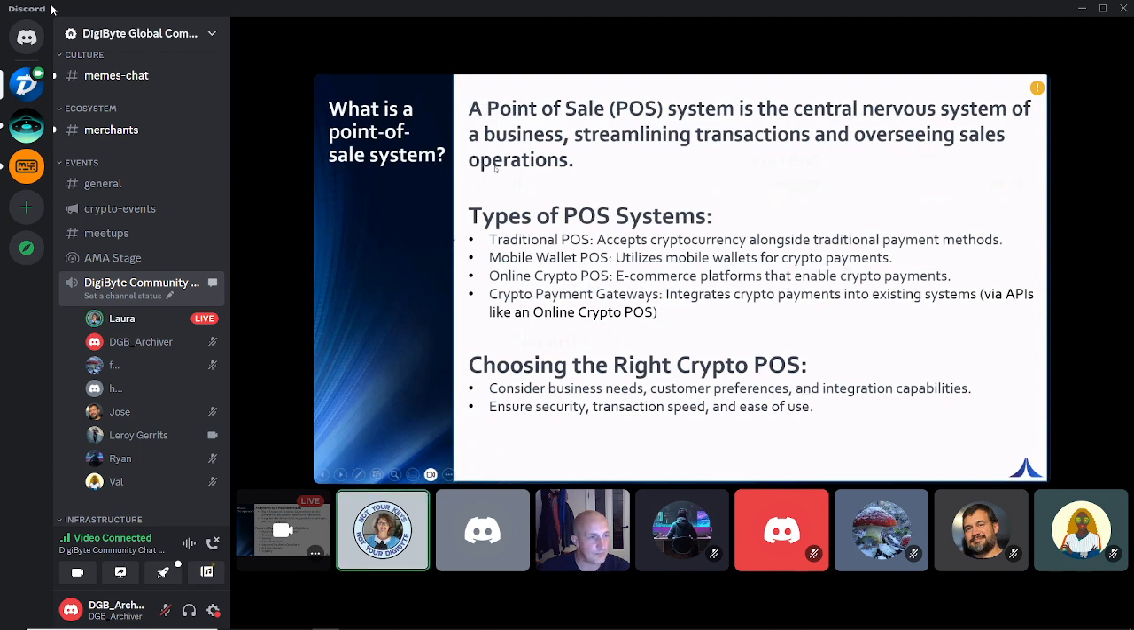So let's talk a little bit about the point of sale system. I really liked that Patrick came up with this as the central nervous system of the business. I think that's a really good visual for what a point of sale system is, overseeing those sales operations and automating that. Maybe Leroy can also talk about that automation process a little bit throughout this. We interact with point of sale systems every day of our lives, whether we're going to the grocery store or buying decorations online, whatever we happen to do. And you've got so many different choices.